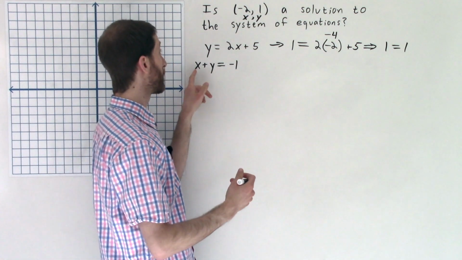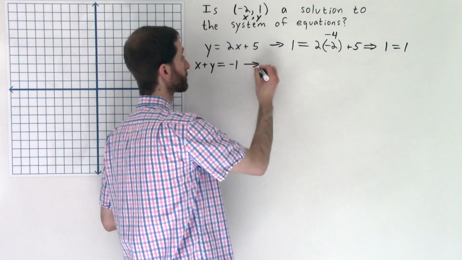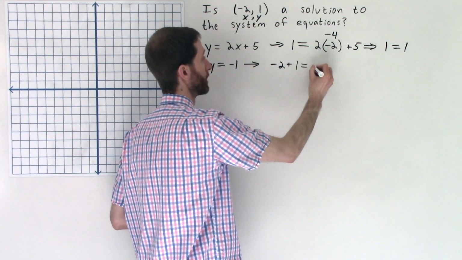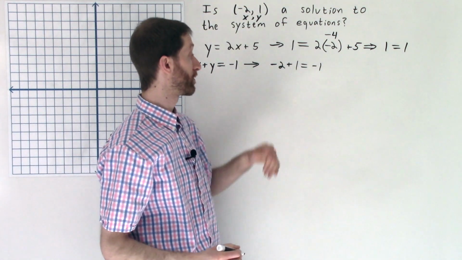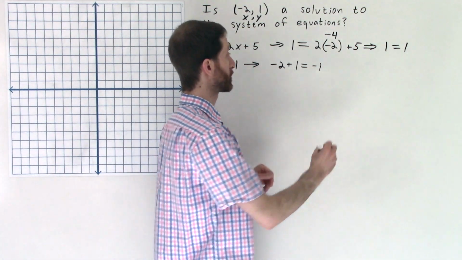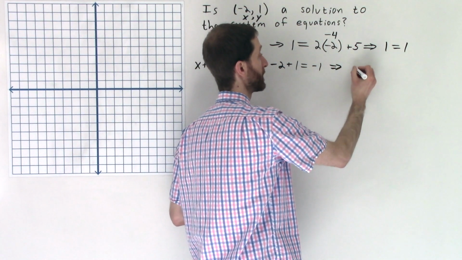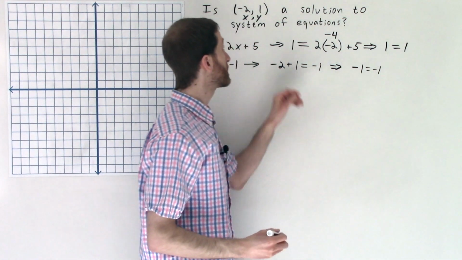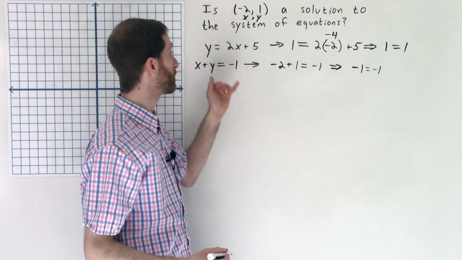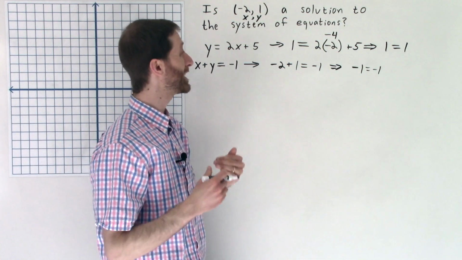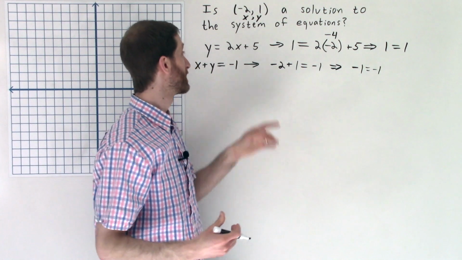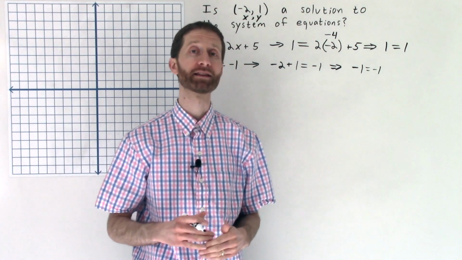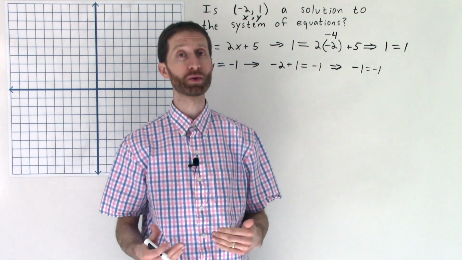Is it a solution to this? Let's see. We'll plug in -2 for x, and we'll add to it the y value, which is 1. And now we need to evaluate whether or not that is true. Well, -2 plus 1 is -1, I believe, right? Because we'd get -1 on the left side here is equal to -1. Since the point -2, 1 made both of these equations true, we know that it is indeed a solution to the system of equations.